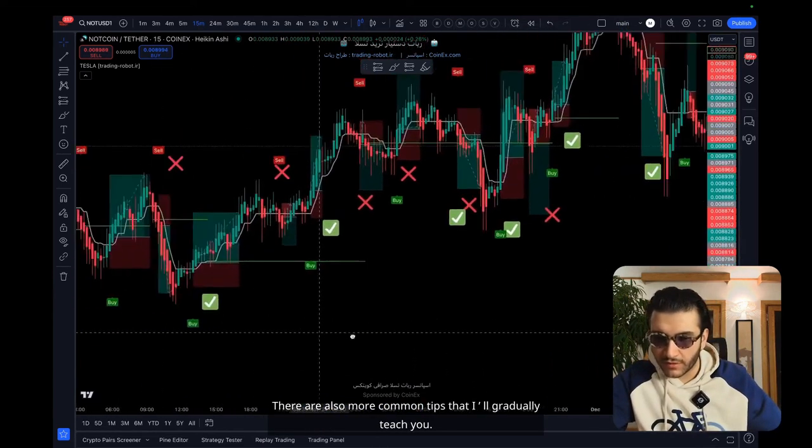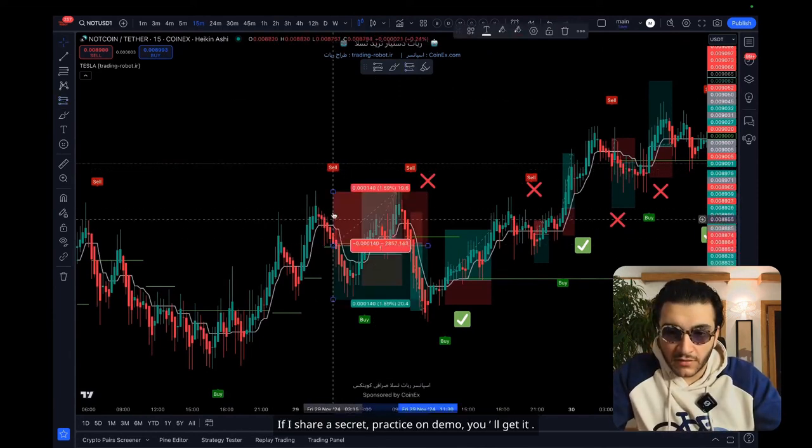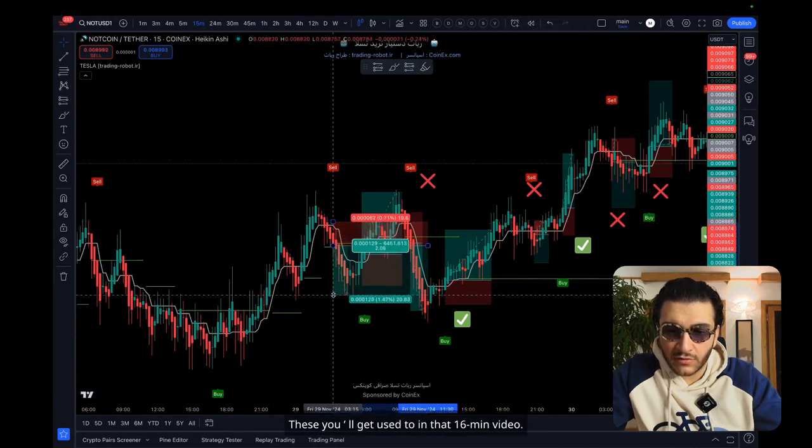There are also more common tips that I'll gradually teach you. If I share a secret, practice on demo, you'll get it. For example, where the market is like this, the white line is not a safe spot. You should place your previous low there. These you'll get used to in that 16-minute video.